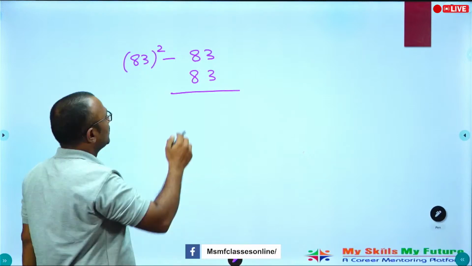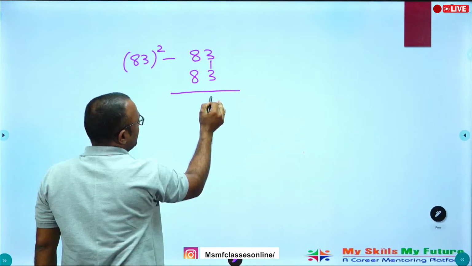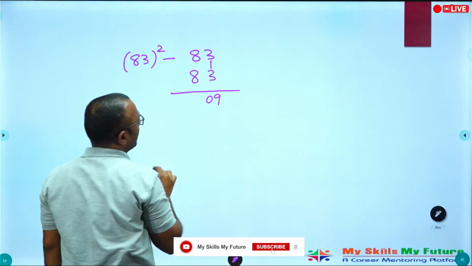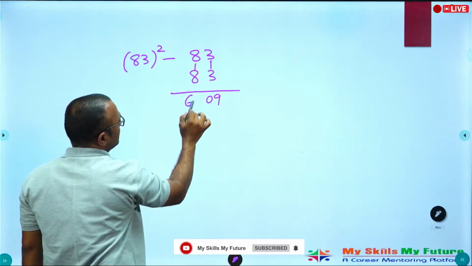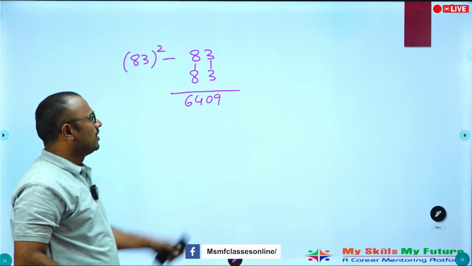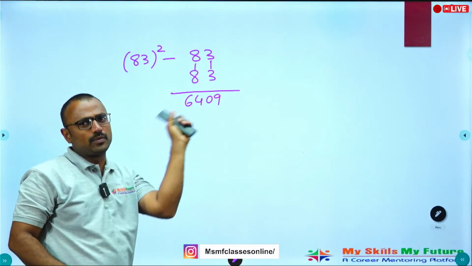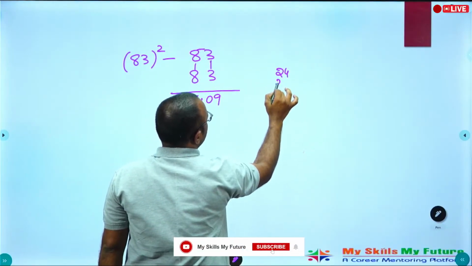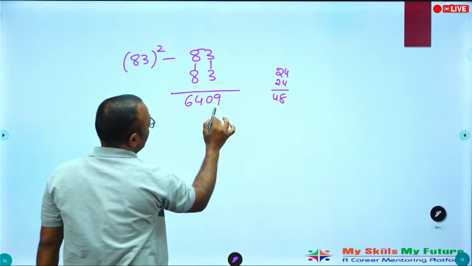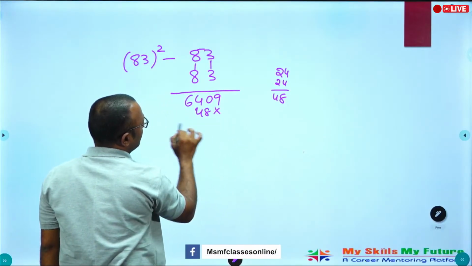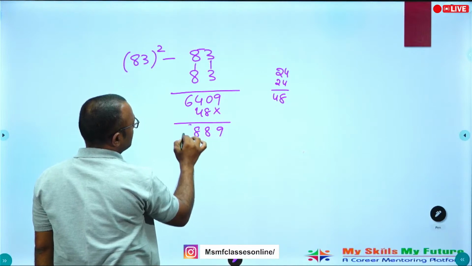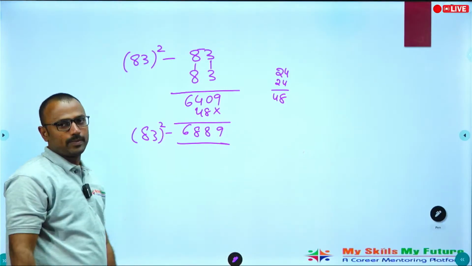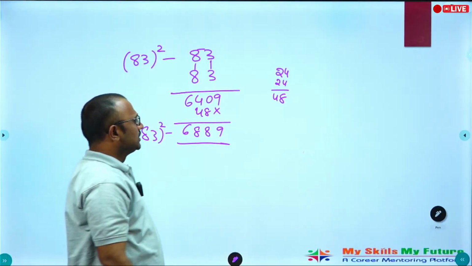So 3 3s 9. If the digit is a single digit, just write 0 or 9. 3 3s 9, 8 8s 64. First multiply vertically, then multiply horizontally. 8 3s 24, so 24 plus 24 we get 48. Leave the one number and write here 48. So 9, 8, 8, 6. So 83 square is 6889.